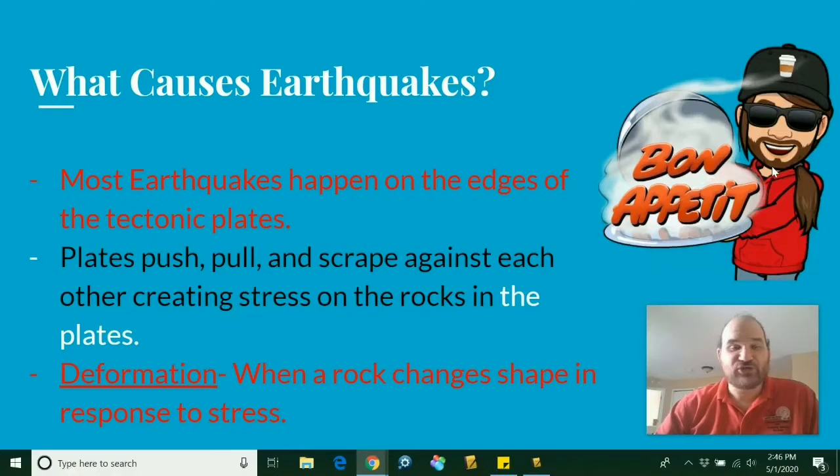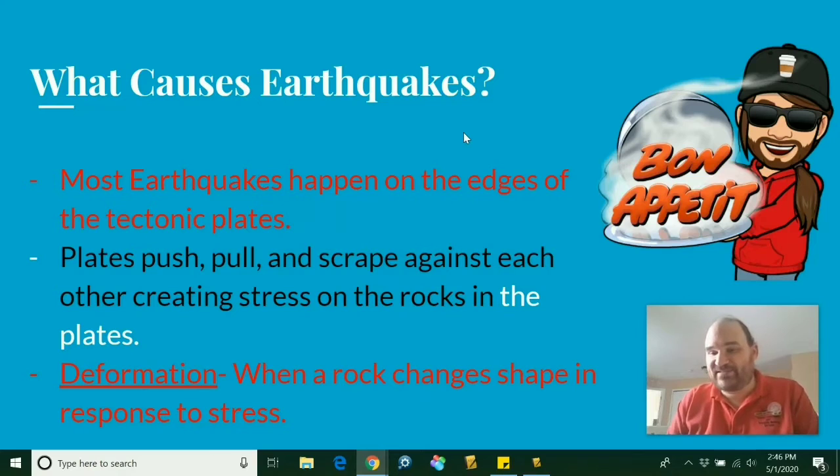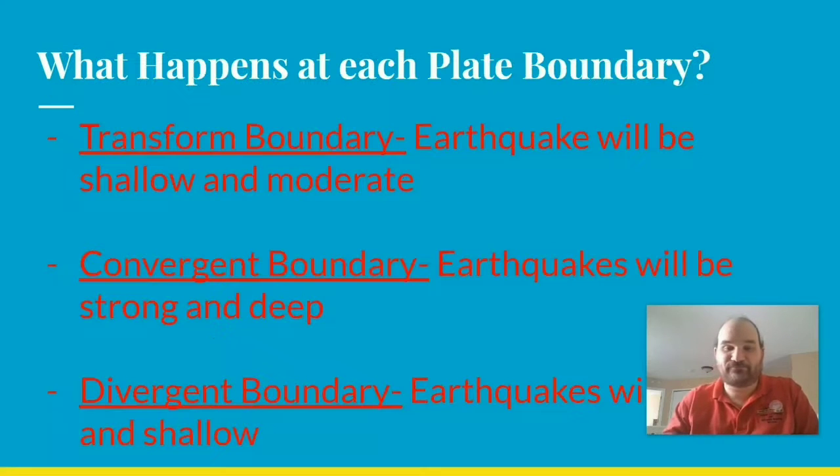Okay, so as we've got our chef up here, most earthquakes happen, of course, on the edges of tectonic plates. So he's holding up the big plate right above me here. Plates push, pull, and scrape against each other, creating stress on the rocks and in the plates. So that's when they're going against each other like this. Of course, this specifically we'll touch on in just a minute. That's going to be your transform boundary. You could also have them coming apart like this. It's going to be your divergent boundary. We're coming together like this. That's your convergent boundary. Those will come back up in just a minute. Deformation is when the rock changes shape in response to the stress.